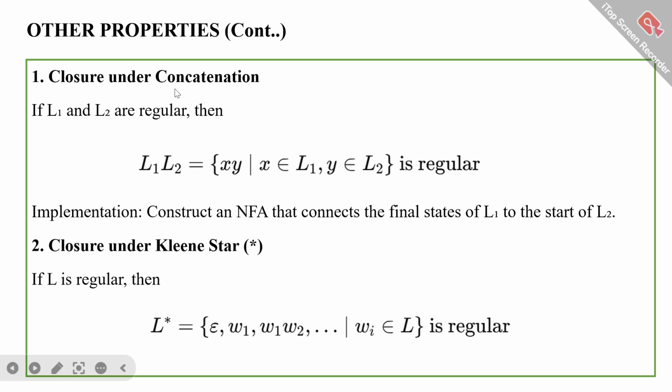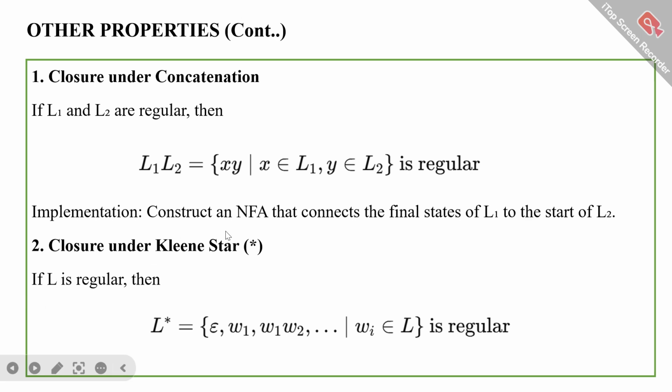So concatenation, we already know, if L1 and L2 are regular languages, then the concatenation of L1 and L2 is also regular. For example, X belongs to the language L1, and Y belongs to the language L2, then the concatenation of X and Y is also regular. X followed by Y, that is L1 followed by L2. Next, closure under Kleene star.